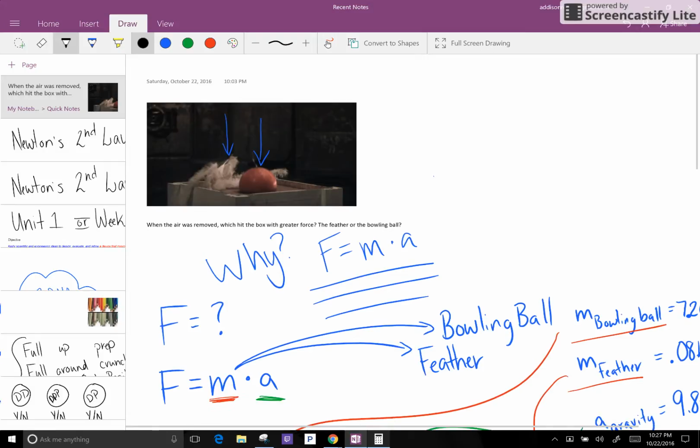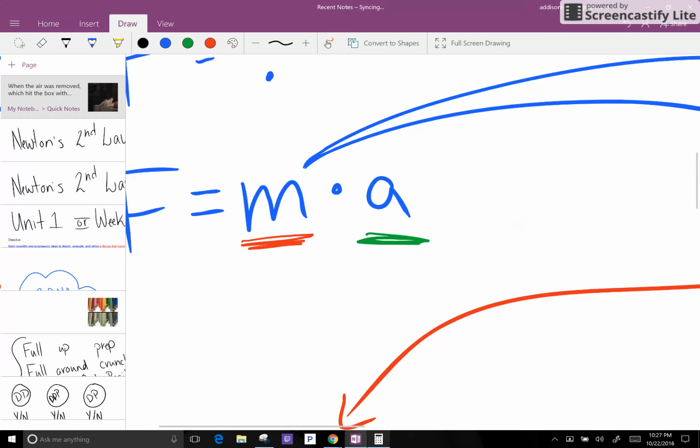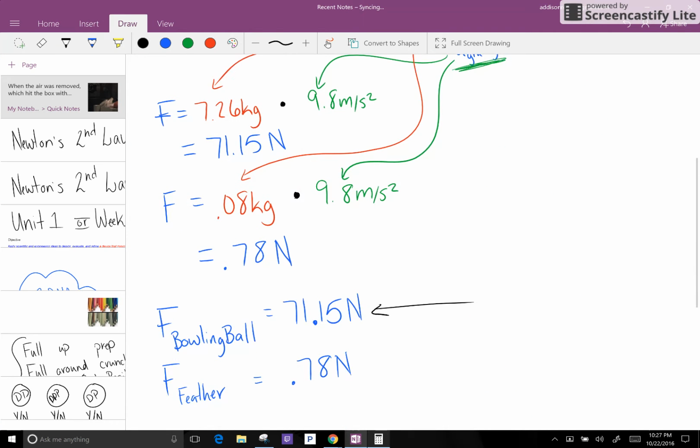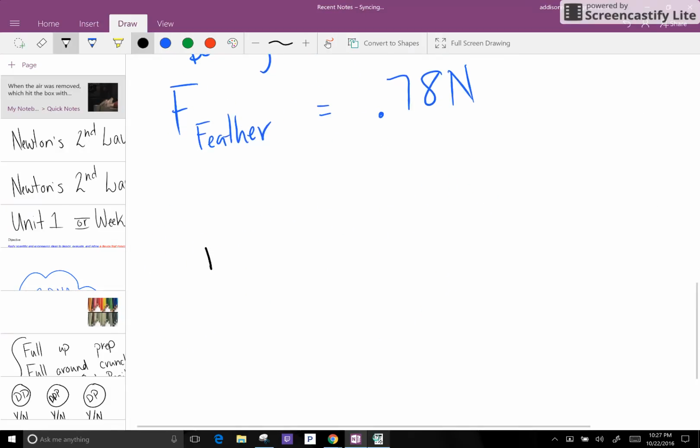In fact, if you go back up to this picture here, the bowling ball actually breaks into that box, whereas the feathers just kind of bounced off. So which one hit with more force? It was the bowling ball. And all I did was use the simple equation that we already learned. Force equals mass times acceleration.